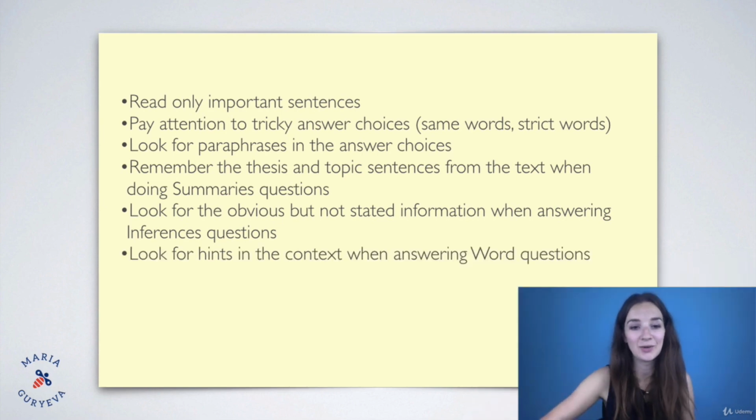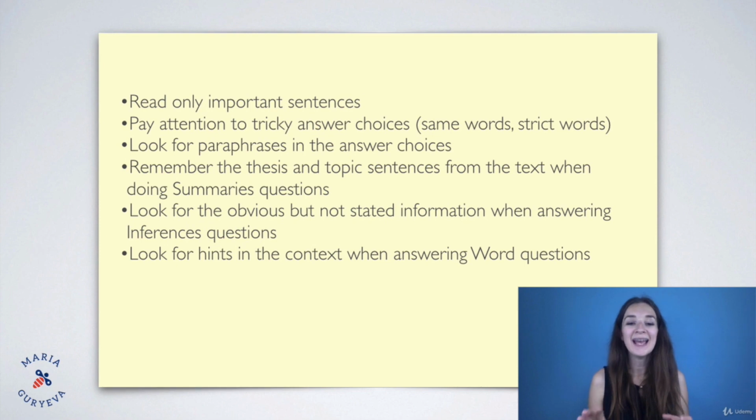Okay? Next one. Look for hints in the context when answering word questions. You remember the word type of question? We started with it. It was our first type of question. And we need to always look at the context when we're trying to answer the word questions. So it's never about the definition of the word. It's always about the context. And there are hints in the context that help you understand what this word is. So you should repeat all these hints. We discussed them all. And then try to find them when you're doing word questions.